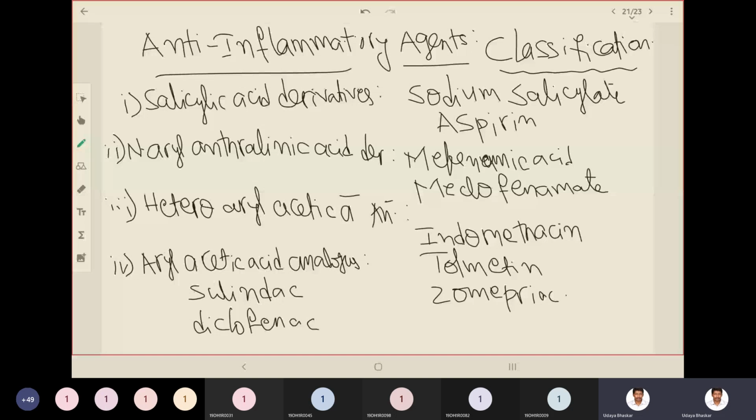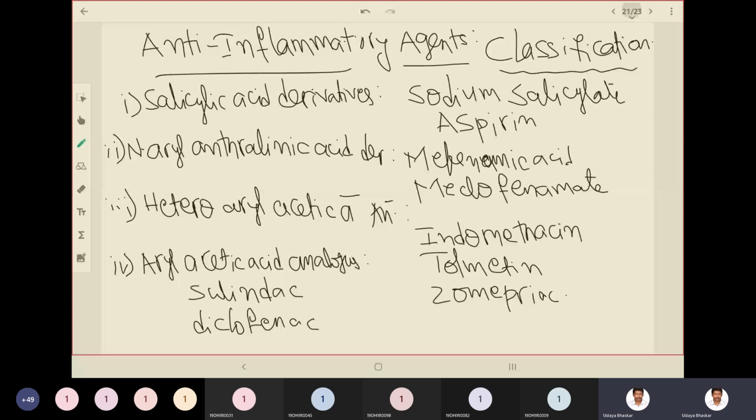So you must appreciate that you are learning about these drugs. Whatever drugs we have learned till now will come into the picture if you observe the pharma updates carefully. This is an example belonging to the category of aryl acetic acid analogs.